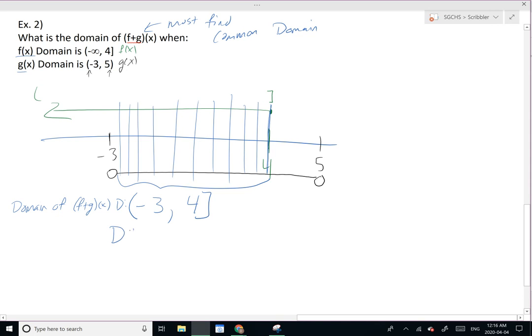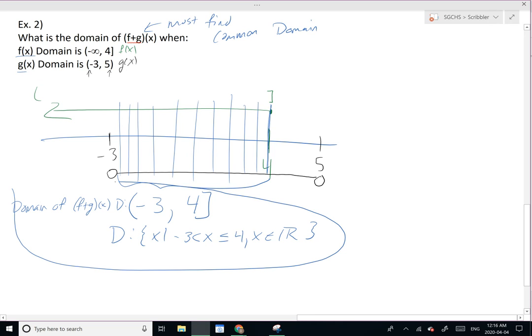Okay, I will also write it in set builder notation. So x has to be greater than, but it won't equal negative 3, and then less than or equal to positive 4. And x can be any real number. So there are the domains. We figured out the shared domains of f of x and g of x, and we were able to find the sum operation's domain.